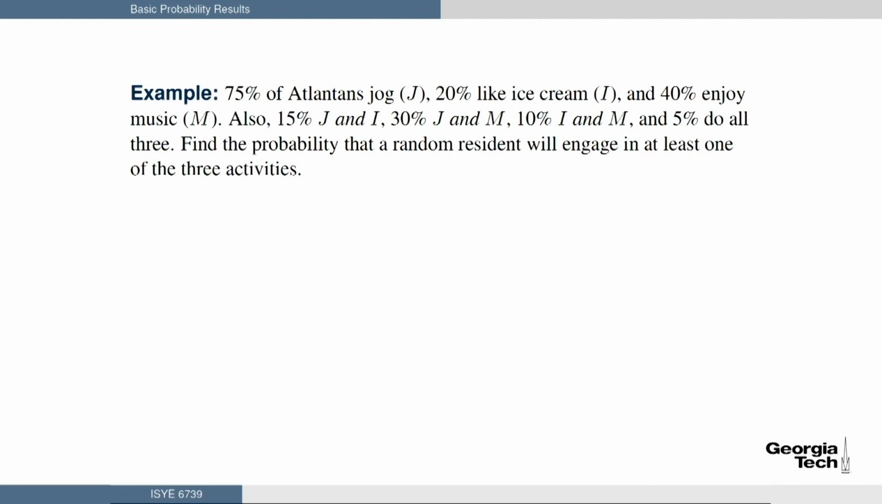Here's an example. Suppose that 70% of Atlantans jog, we'll call that J, 20% like ice cream, I, and 40% enjoy music, M. Also suppose that 15% like jogging and ice cream, J intersect I, 30% jogging and music, 10% like ice cream and music, so that's the intersection of I and M, and 5% like all three activities. Let's find the probability that a random person from Atlanta engages in at least one of the three activities. So that's just written as the probability of J or I or M.